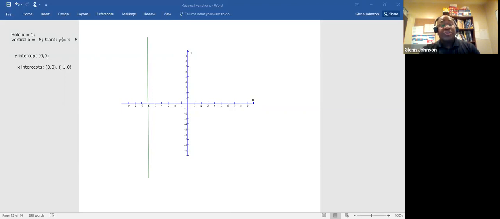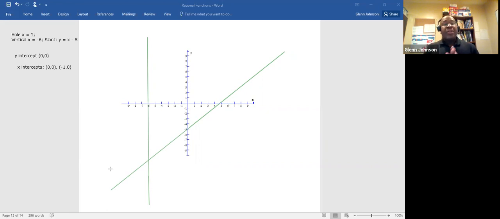And our slant asymptote was the equation y equals x minus 5. So now that's going to be a line having a slope of 1 with a y-intercept of -5. So if we graph that, the slant asymptote is going to reach like this. So now you can see that the cross between the vertical and the slant asymptote is pretty low, and that's one reason why I wanted to shrink the grid down so we could see everything.